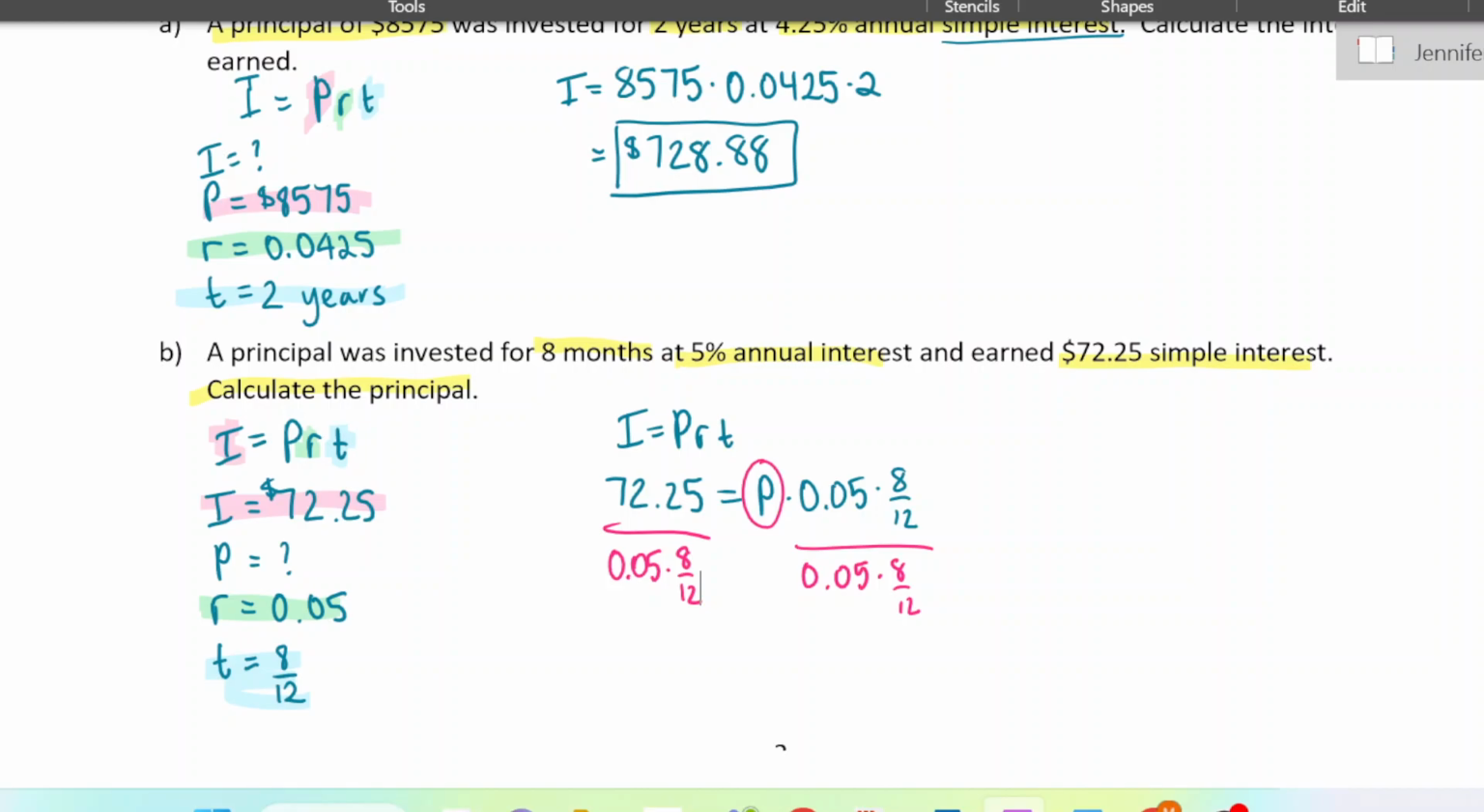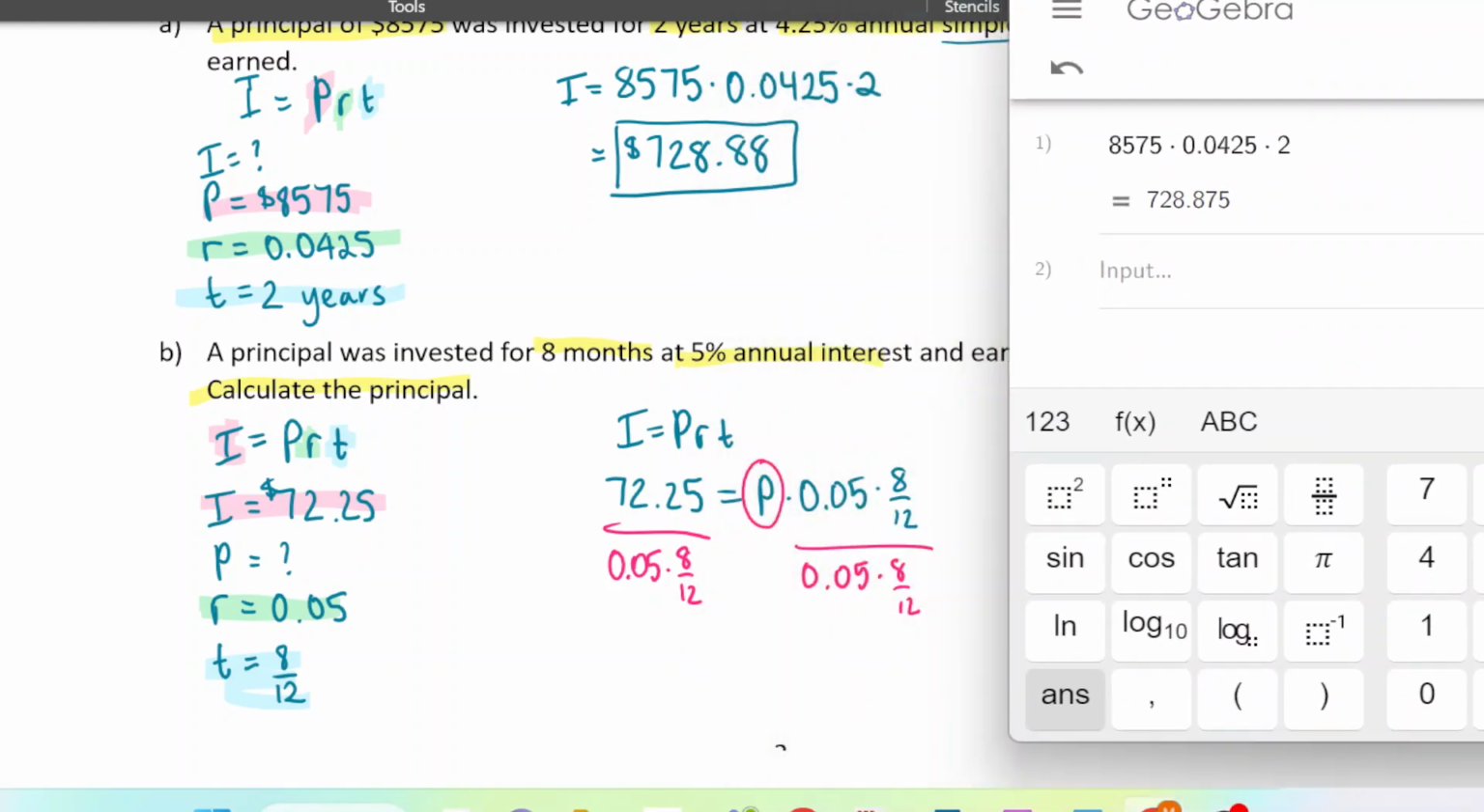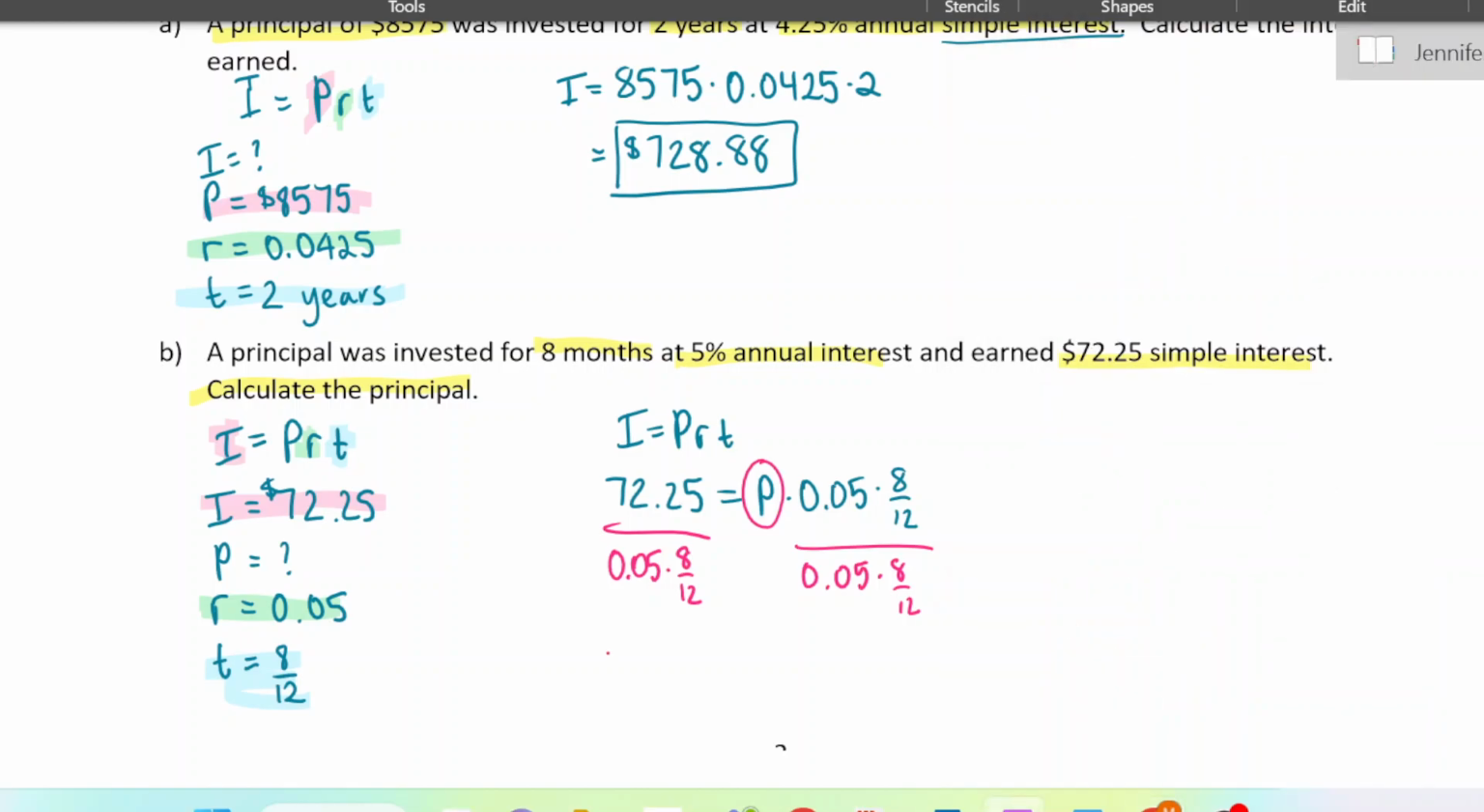And let's pull up my calculator. I'm going to clear everything. Okay. So I'm going to have 72.25 divided by, and here's where I'm going to use a bracket because I'm going to divide by all of that. So I'm going to divide by 0.05 times 8/12. Here we go. So my principal is $2,167.50.